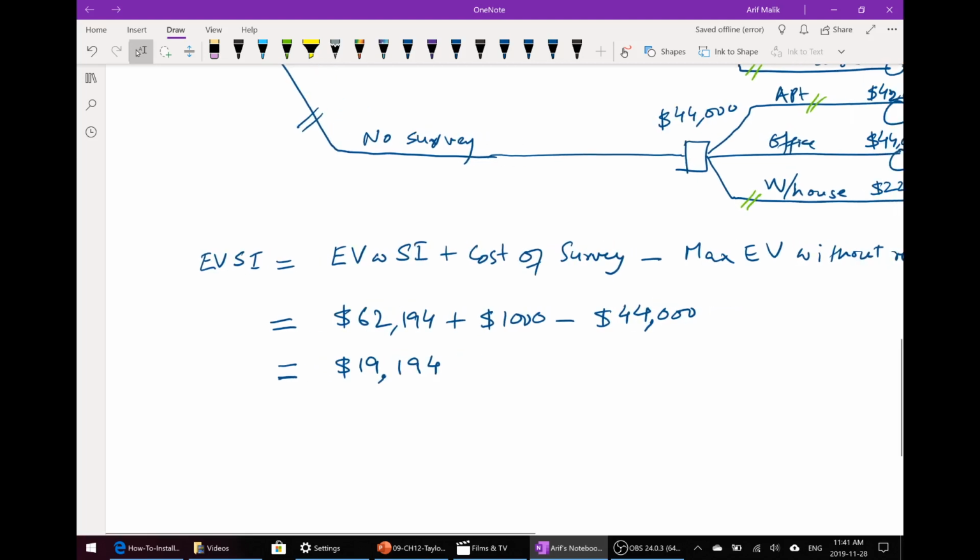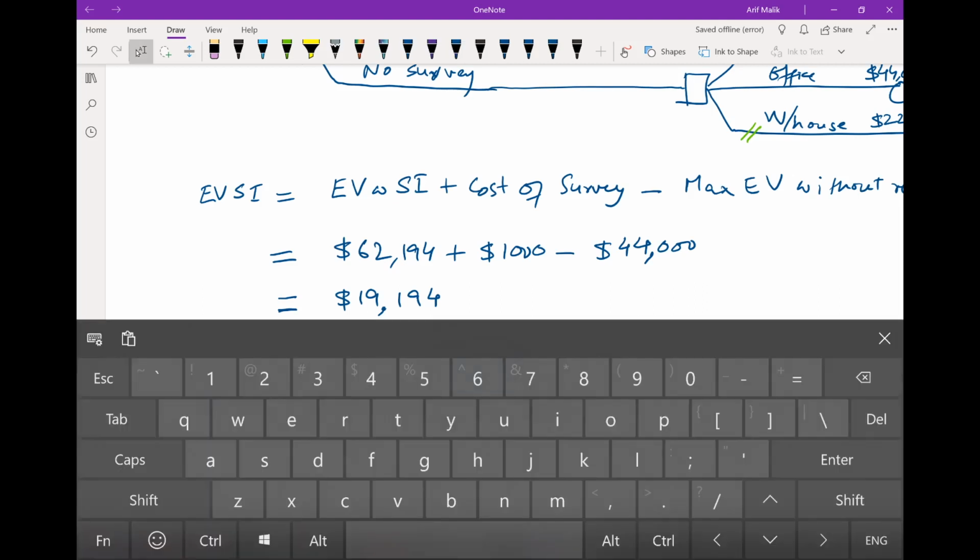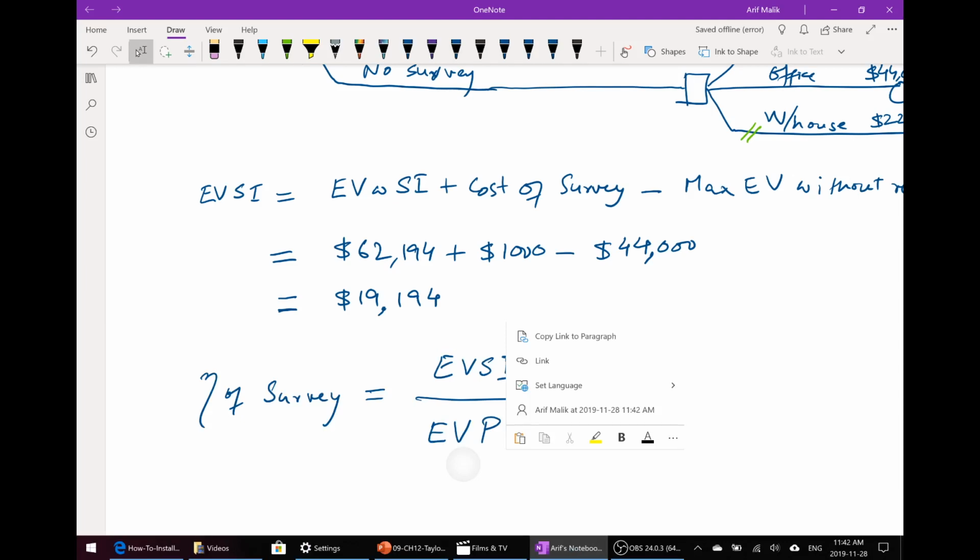One last thing is what is the efficiency of expected value of survey information. That efficiency of survey can be found as expected value of survey information divided by expected value with perfect information, or expected value of survey information divided by expected value of perfect information.